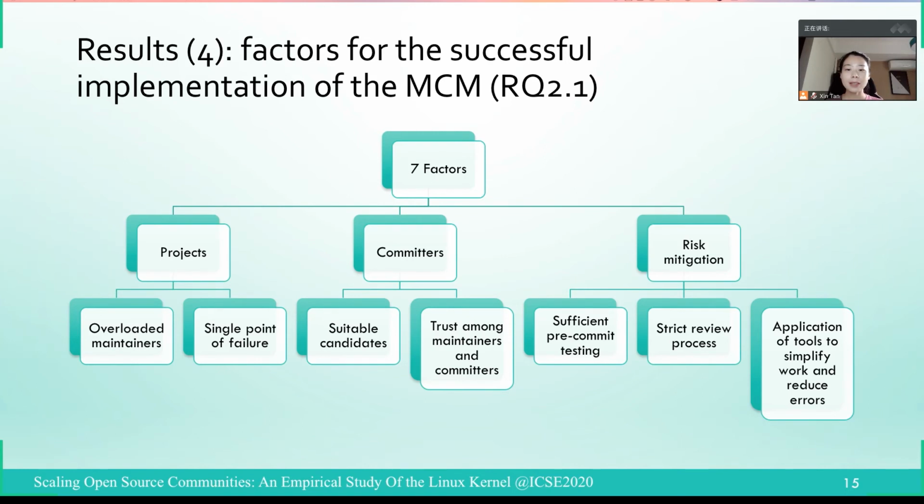We identified 7 factors that are crucial for applying the model. The projects with overloaded maintainers and a single point of failure are the targets for the MCM. To select appropriate committers, candidates should be capable and share trust with maintainers and other committers. In addition, a set of measures to mitigate risk is very important.